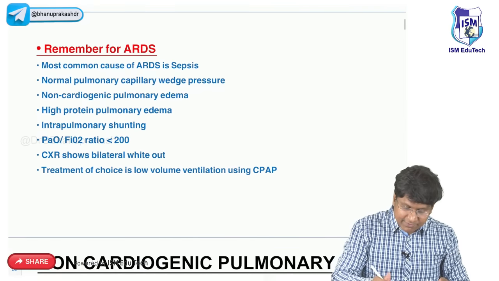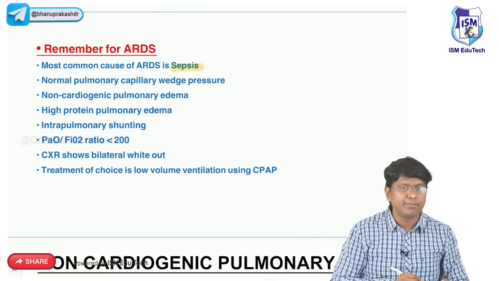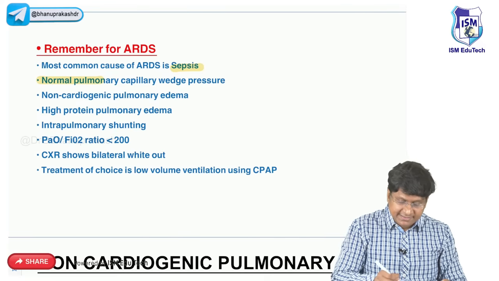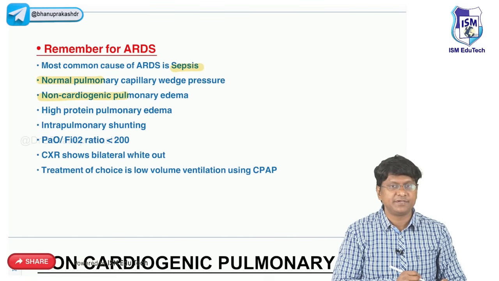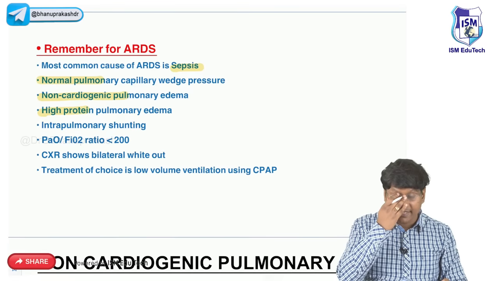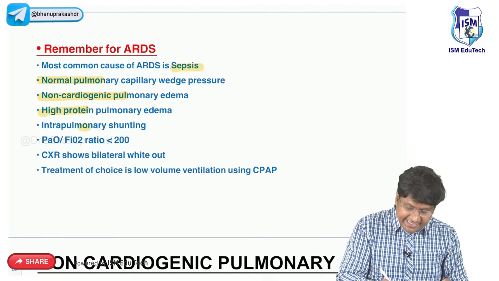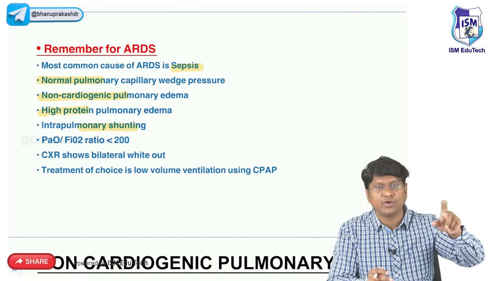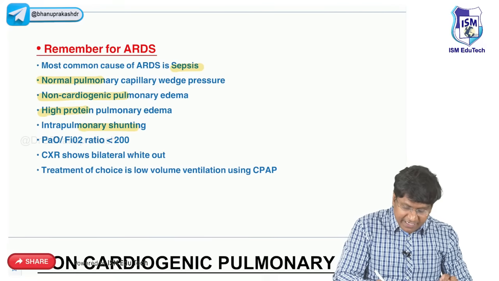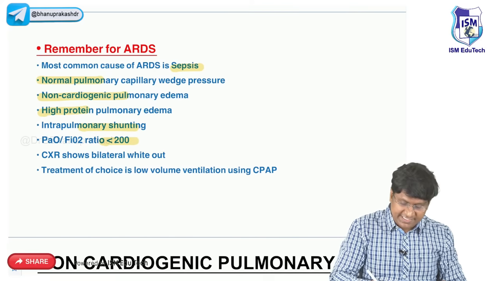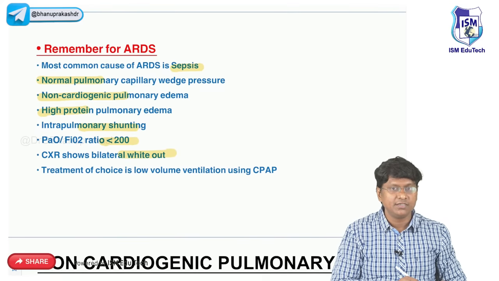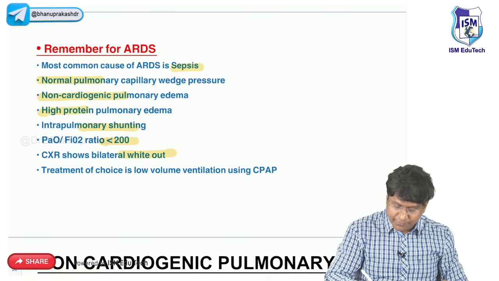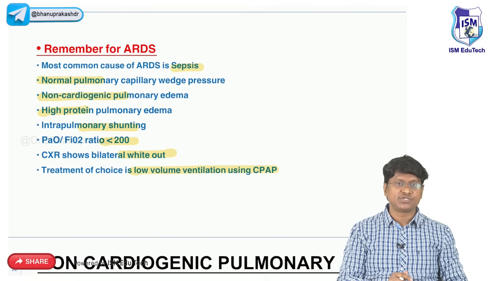Now, these are some of the important points in ARDS. The most common cause of ARDS is sepsis. They will have normal pulmonary capillary wedge pressure. The type of edema will be non-cardiogenic pulmonary edema. And this edema contains high protein content, right? And there is intrapulmonary shunting. That is, from the pulmonary capillaries, the shunt will be there into the alveoli. That we call intrapulmonary shunting. PaO2 by FiO2 will be less than 200. The chest x-ray will show you a bilateral white out lung. And the treatment of choice will be the mechanical ventilator or low volume ventilation using continuous positive airway pressure.